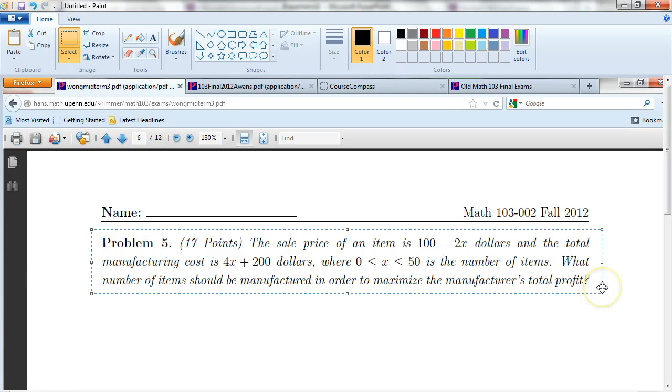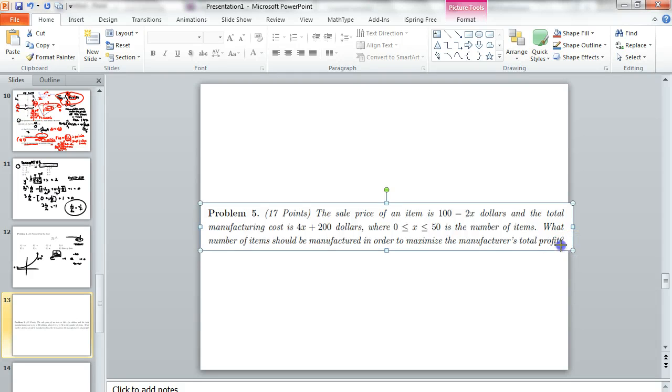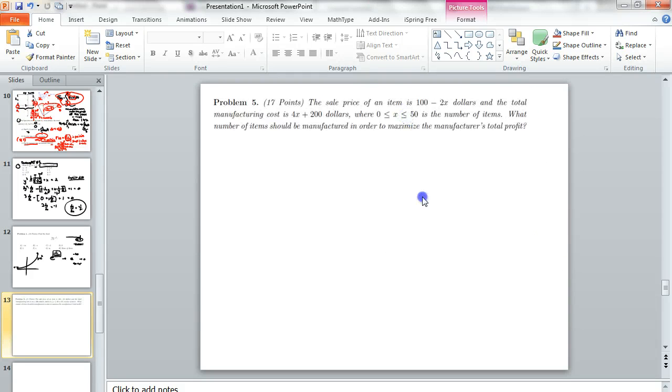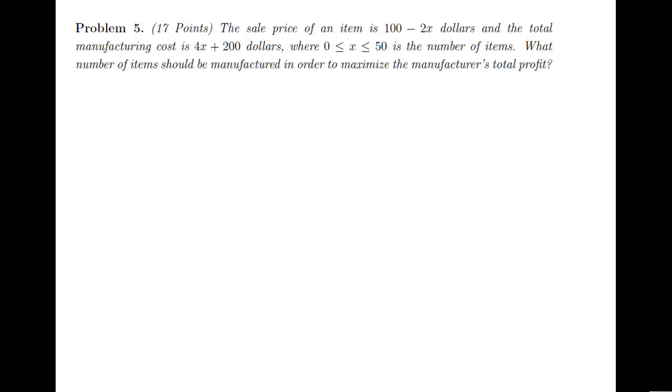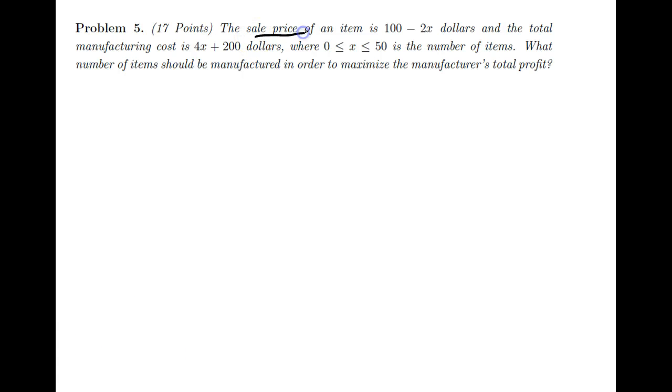The sale price of an item is equal to 100 minus 2x. Let's use P. And x is the number of items. Then he talks about cost. The cost is 4x plus 200.